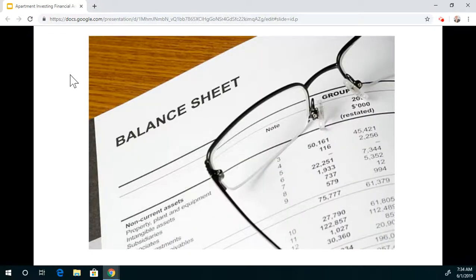Balance sheet. Now, a balance sheet or statement reports a property's financial position at a specific point in time. It's a snapshot of a specific date, and it's typically month to month.